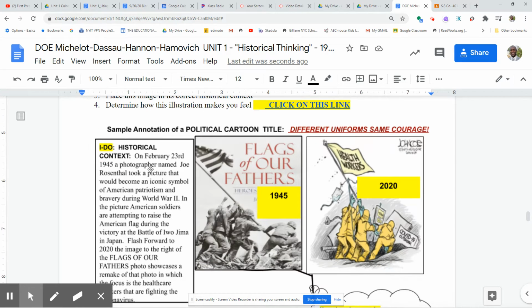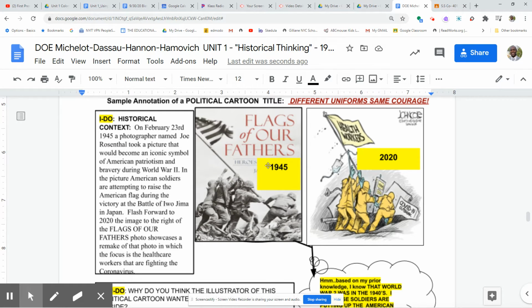Now, an activity that we're going to do together is we're going to look at this illustration, these 2 images. This image was in 1945, titled Flags of Our Fathers, and this is a very recent one about the healthcare workers. Keep in mind the visuals that you're seeing as you're looking at this. When you look at these political cartoons or even images, most illustrators put key information for you to really look at. So you first look at the first part and then look at every underlying detail to see if it gives you a clue.